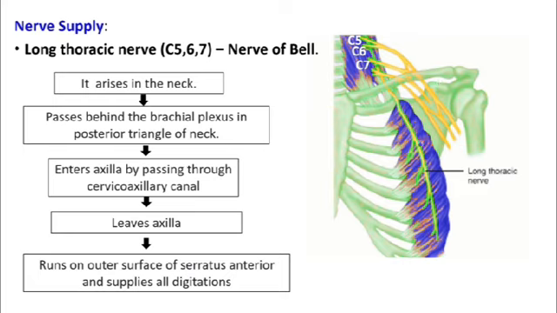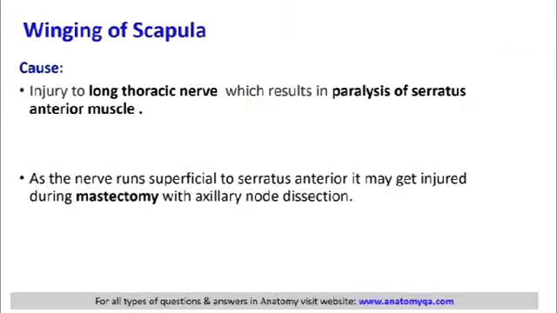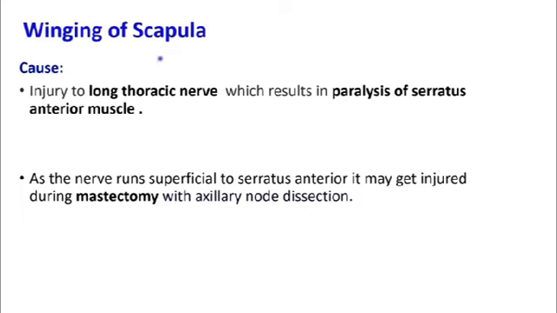Then it leaves the axilla and runs on the outer surface of the serratus anterior muscle and supplies its digitations. Now this is a rare occurrence, because most nerves supply muscles from the deeper surface. In this case, the nerve lies on the superficial surface of the muscle, that is why it is liable to get injured. Now, winging of scapula is also known as boxer's palsy and swimmer's palsy.